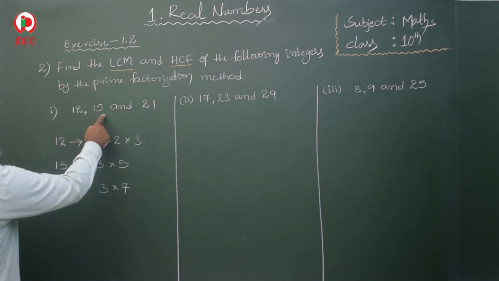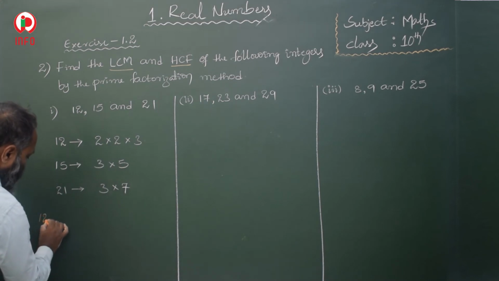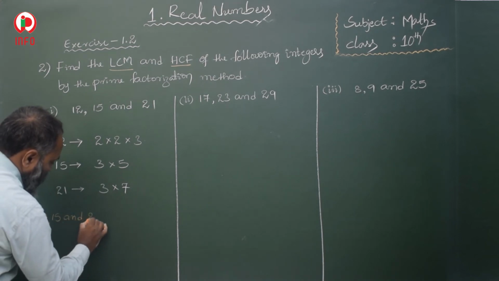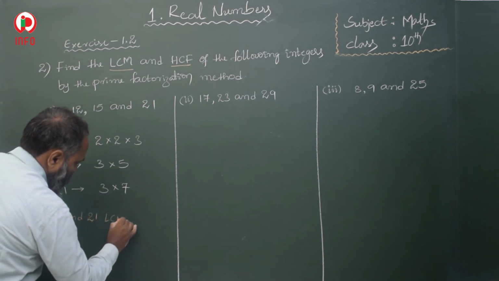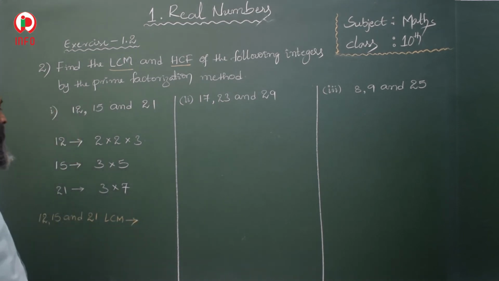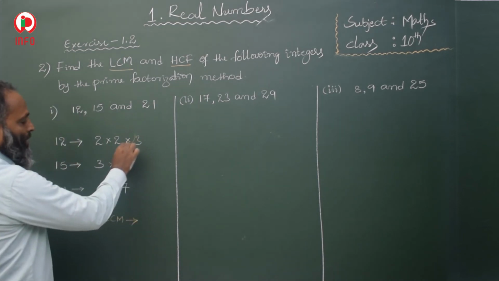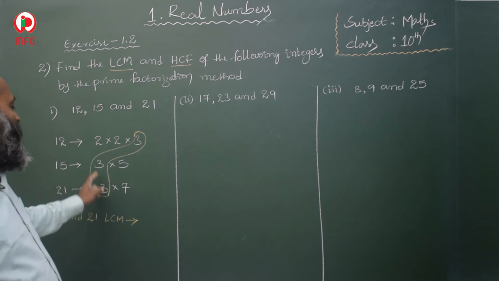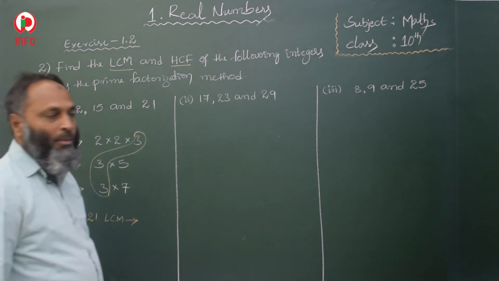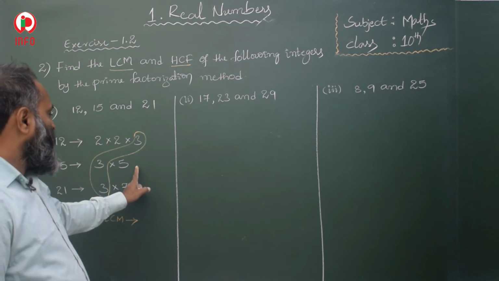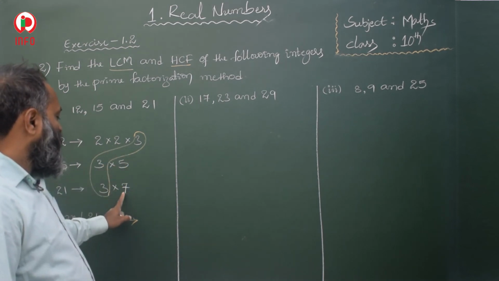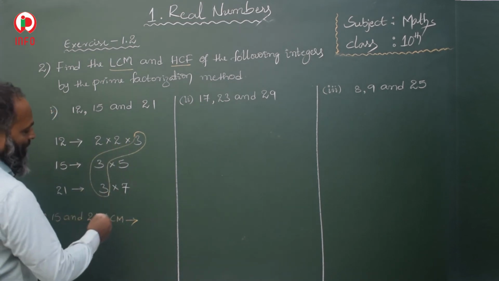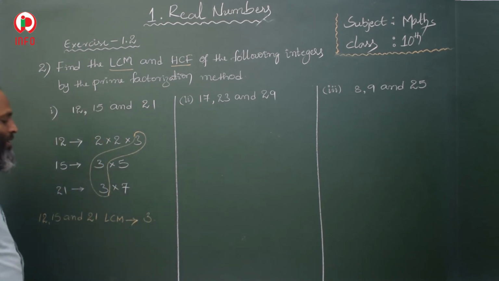Now 12, 15 and 21, LCM. So how to write LCM? What is common in all the three? 3 is common, one 3 is common in all these three. 3 is there, 3 is there, 3 is there. Only one 3 is common. Here 2 is there, but here we don't have 2. Here 5 is there, we don't have 5 here. Here 7 is there, we don't have 7 in all three. So only 3 is common in all these three numbers. So LCM is 3.